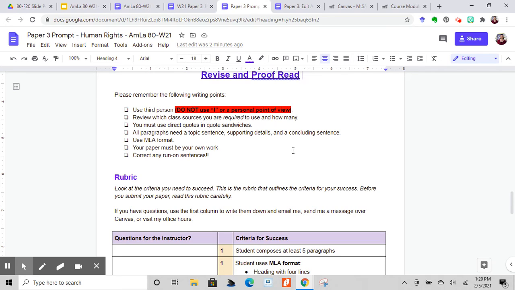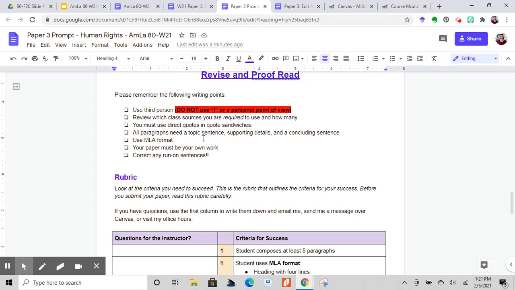Here are some other important things. Make sure you have all of the required class materials. Make sure you are using some direct quotes and that you are writing them in your paper correctly. All your paragraphs, make sure that they have a topic sentence. Make sure they have concluding sentences. This is especially for your body paragraphs. Check your MLA format. Make sure you are doing that correctly.